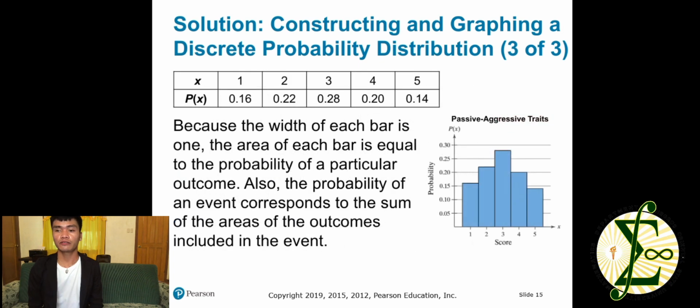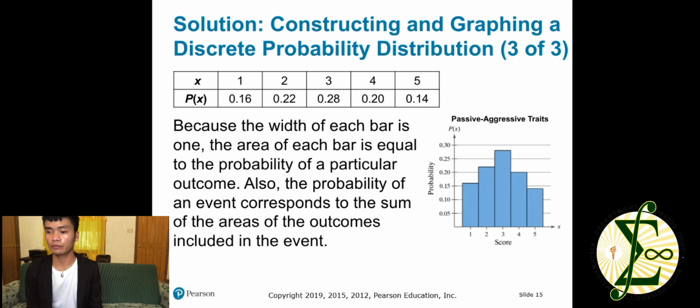So we should graph now using a histogram with the following data. Because the width of each bar is 1, the area of each bar is equal to the probability of the particular outcome. Also, the probability of an event corresponds to the sum of the areas of the outcomes included in the event.